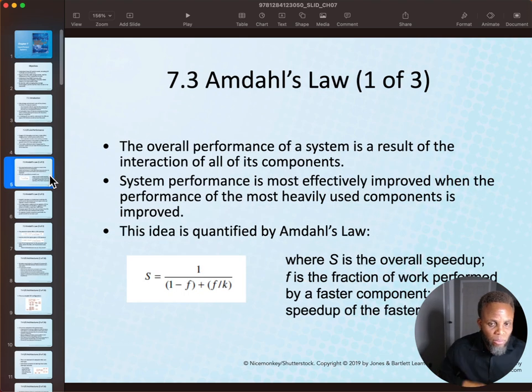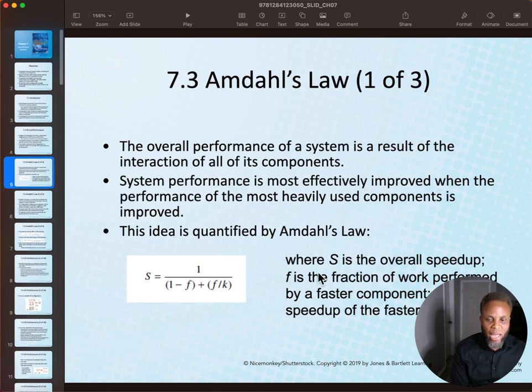So we'll keep going. So this Amdahl's law is one of the most important concepts that I'd like you folks to grab from this chapter. Amdahl's law. Amdahl's law is a way to quantify system performance. So the overall performance of a system, it says, is a result of the interaction of all of its components. System performance is most effectively improved when the performance of one of the most heavily used components is improved. That's what Amdahl is saying, right? So the idea is quantified by Amdahl.